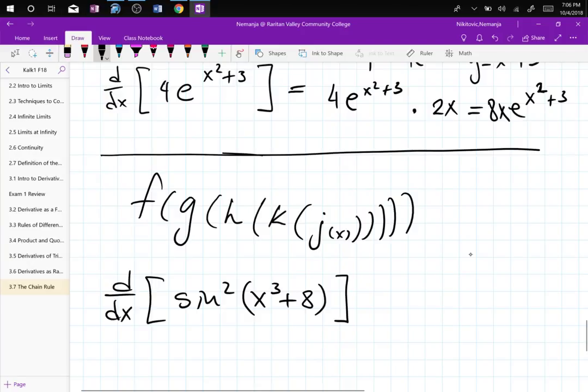X squared, there we go. Please remember that sine squared x is actually this, right? So yeah, x squared is the boss function. And then sine, and then x cubed plus 8. So f is going to be x squared, g is going to be sine x, and then h is x cubed plus 8.